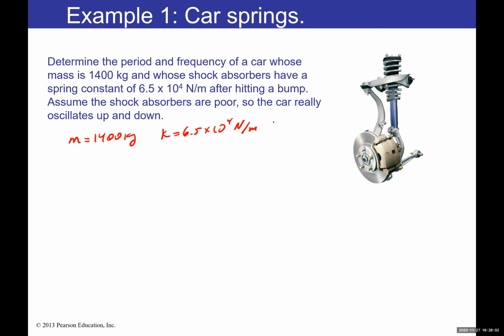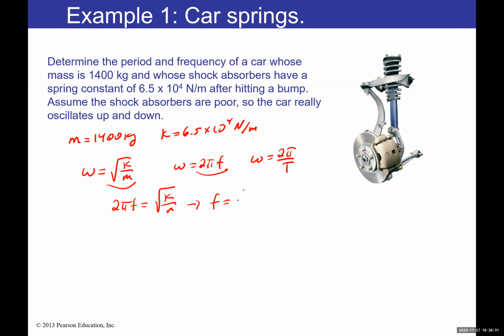period and frequency. All right, so one thing I know here about period and frequency, if you remember, right? If you don't remember, try to remember this equation. Omega is equal to the square root of K over M. And omega is also equal to 2 pi times F. And omega is also equal to 2 pi over the period. That's why you can say omega kind of relates all of those. So since omega is equal to the square root of K over M and 2 pi F, then you can say 2 pi F is equal to the square root of K over M. Or F is equal to 1 over 2 pi times the square root of K over M. And then you can just plug in and calculate, right?